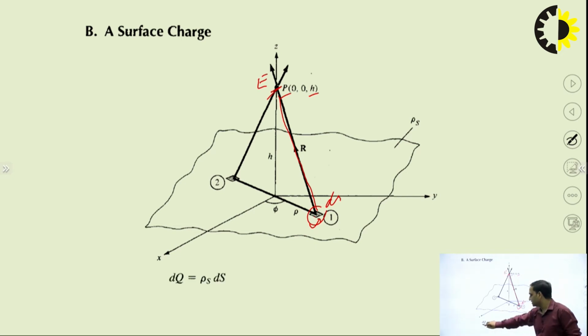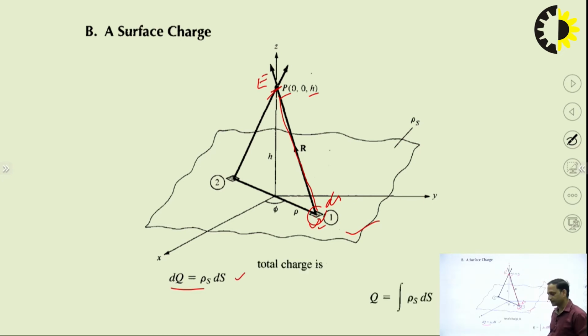So the total charge on this surface we can find by this formula, rho s into ds. As I said, rho s is the surface charge density and ds is the elemental area. Okay, so when we integrate this, then the total charge can be calculated on this surface.